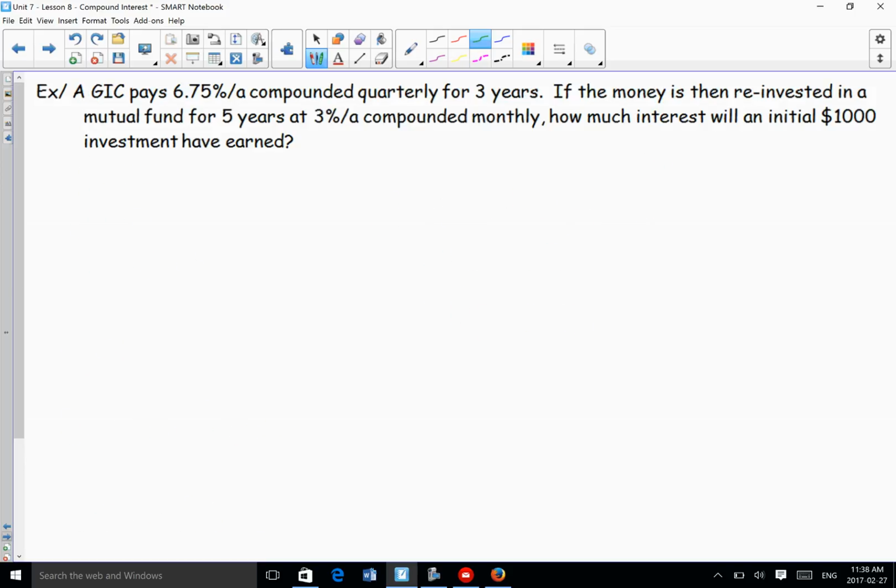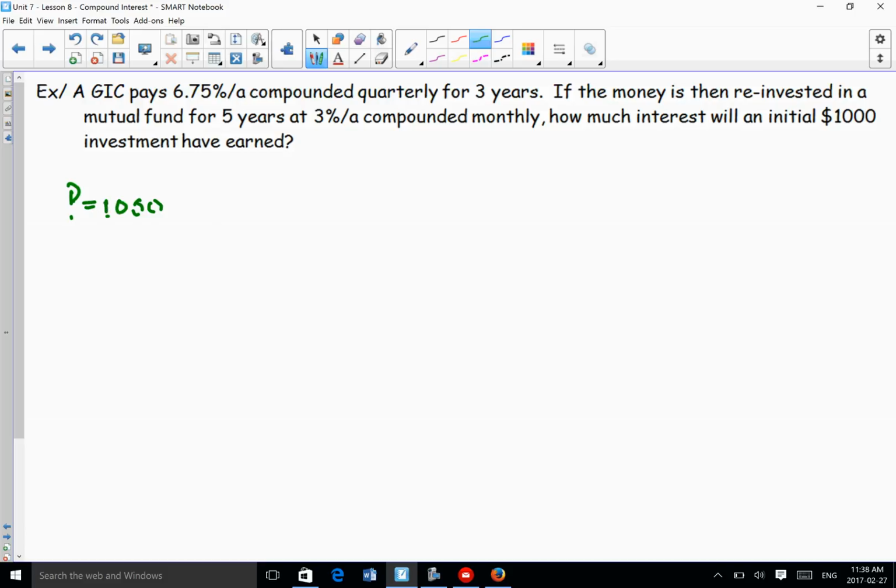A GIC, a guaranteed investment certificate, is a type of investment. It pays 6.75% compounded quarterly for 3 years. If the money is then reinvested in a mutual fund for 5 years at 3% compounded monthly, how much interest will an initial $1,000 investment have earned? So what can we write down? We know our principal, $1,000. That's what we're starting with.